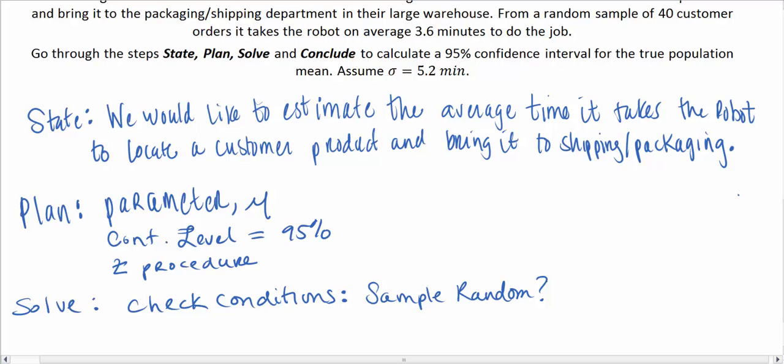If we read back through the problem, we can see that it says from a random sample of 40 customers. So yes, we have a random sample, so check mark. The next condition is that either our sample size is large or that we know that the population is normally distributed. Well, in this case, we don't know if the population is normally distributed, but it doesn't matter because n is equal to 40, which is greater than 30, and that means that the central limit theorem can kick in, and so this condition is met.